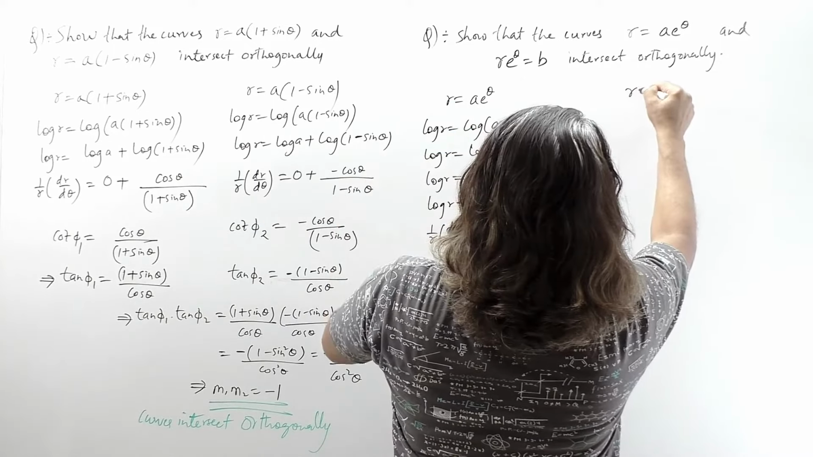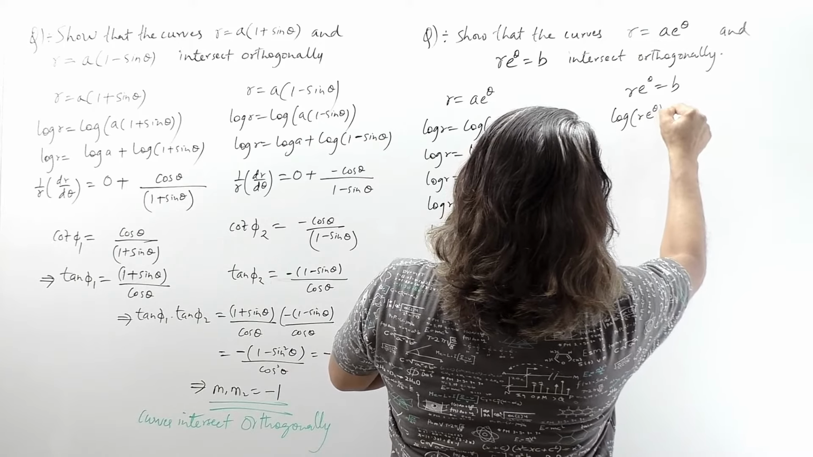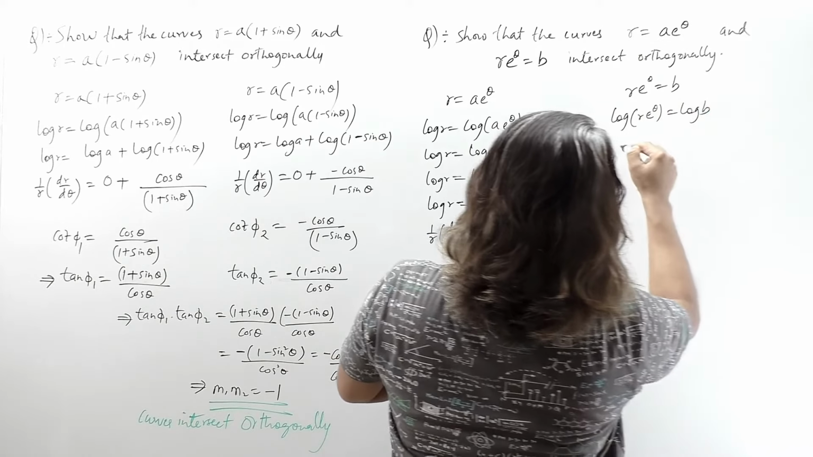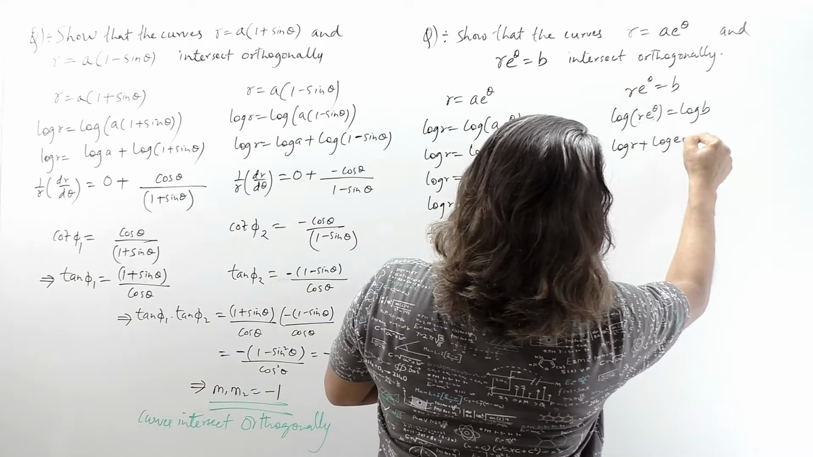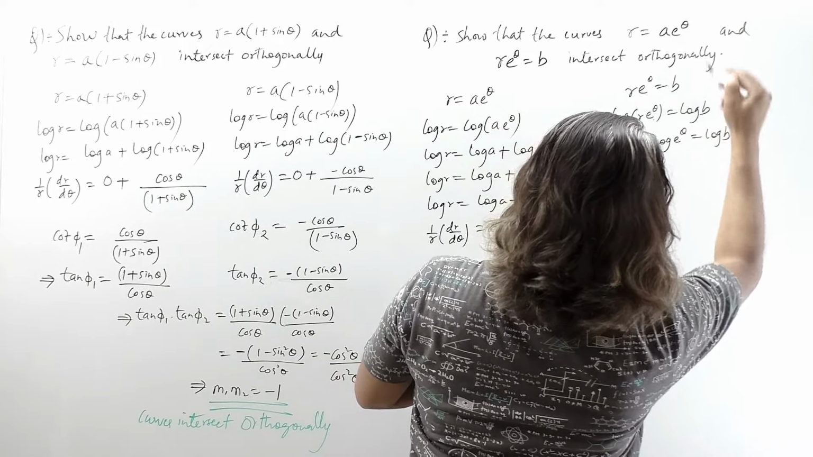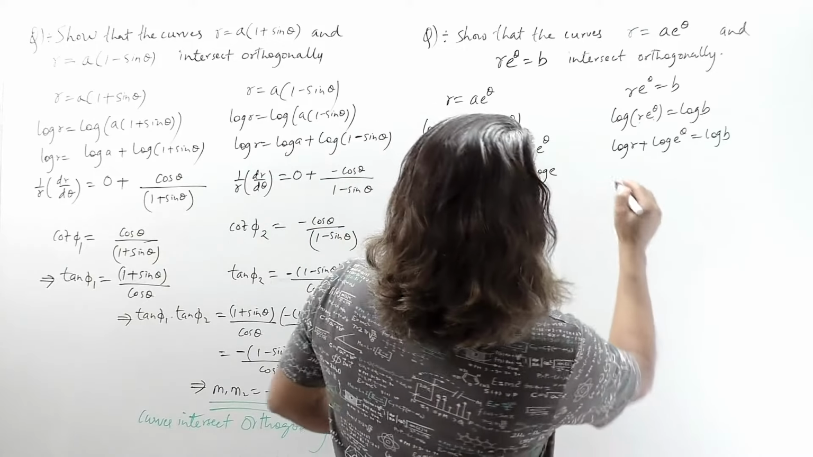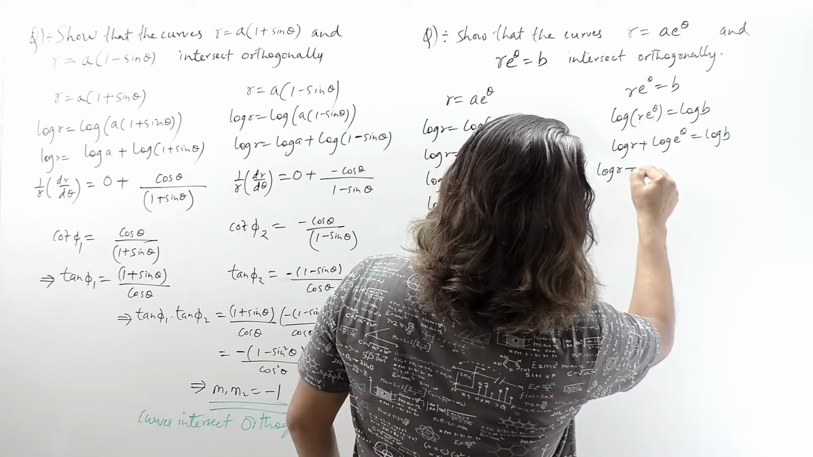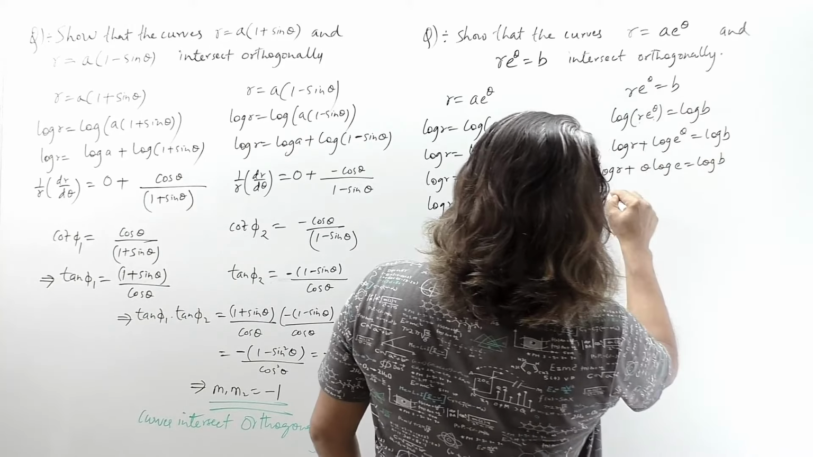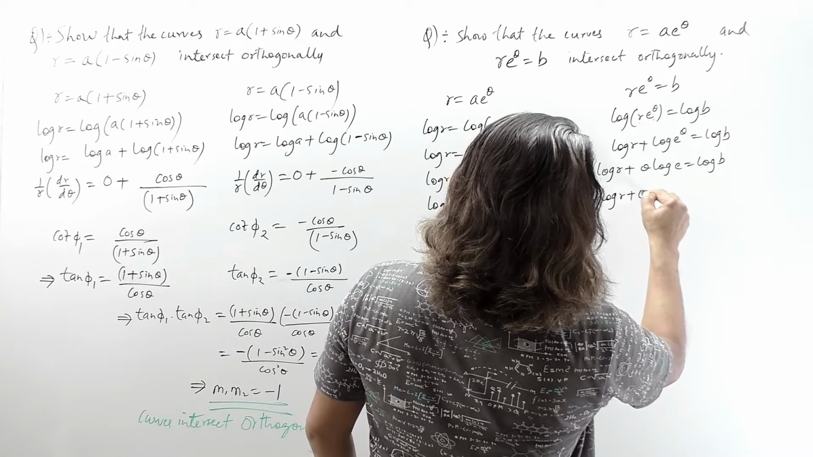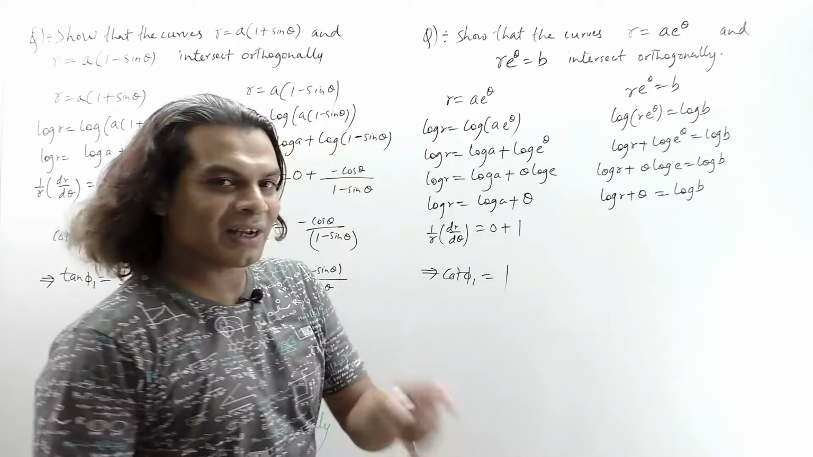Next equation is r e raised to theta is equal to b. So, log of r e raised to theta is equal to log of b. Again, log a into b is log a plus log b, so log r plus log e raised to theta is equal to log of b. Now, again the same thing: log a raised to k is k log a. So, log of r plus theta log of e is equal to log of b. That is, log of r plus theta is equal to log of b, because log e is 1.